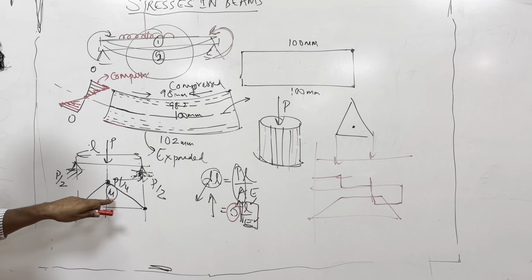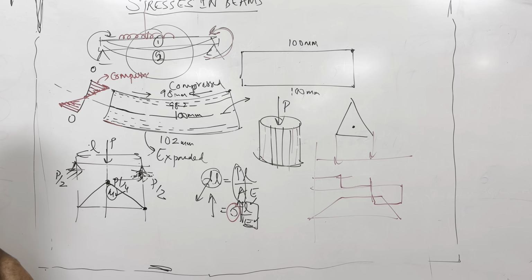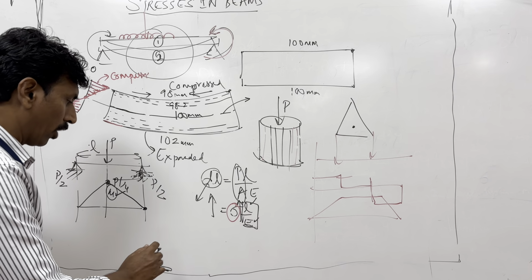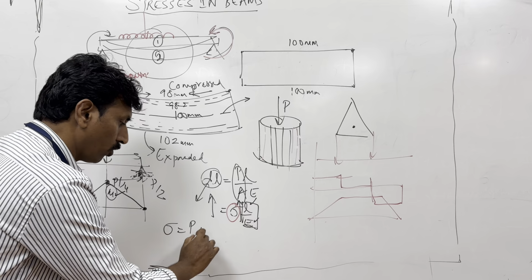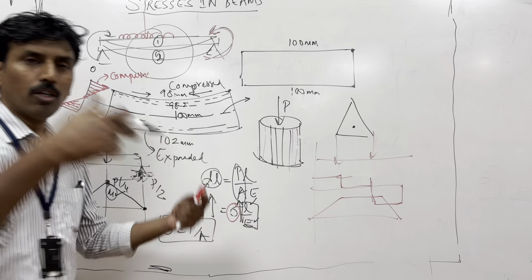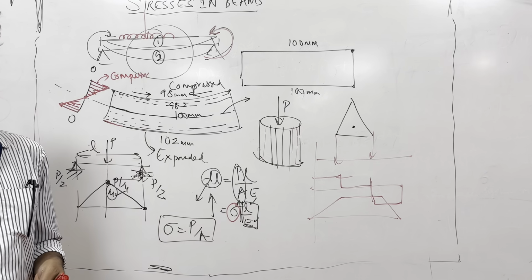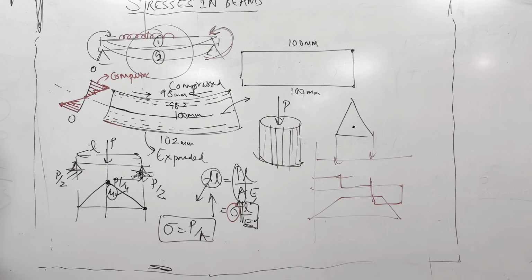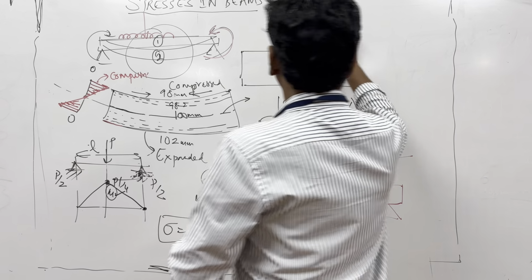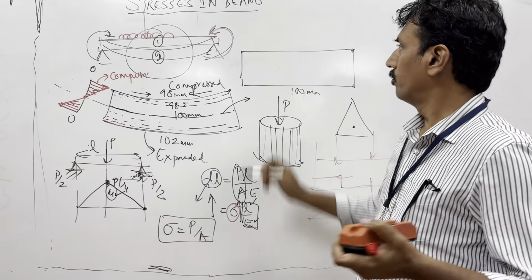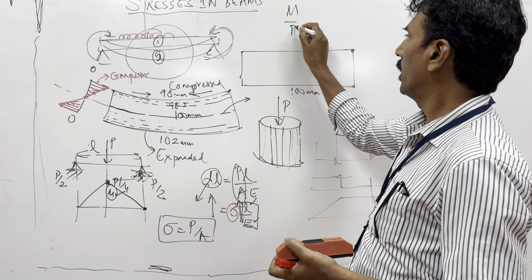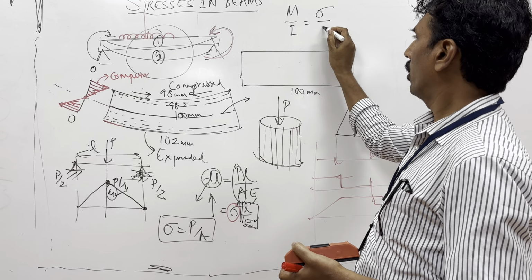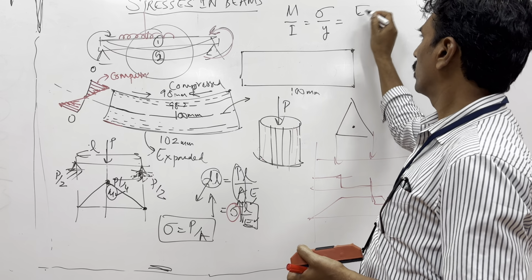So if you know the bending moment, can you decide whether the metal will fail or not? It cannot be decided by formulas like sigma is equal to P by A, because these are for normal stresses. We need a new formula for this. The formula is this, I am writing here, and it's very easy to remember. I will tell you how: M by I is equal to sigma by Y is equal to E by R.